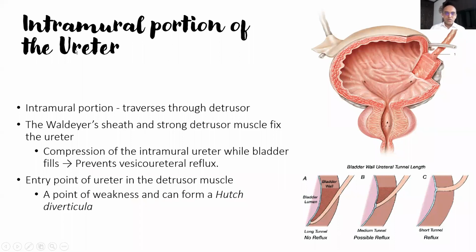Coming to the intramural portion of the ureter, the intramural portion is the one that perforates the detrusor muscle to enter the bladder. The intramural portion of the ureter is strongly fixed by the detrusor muscle and the Waldeyer sheath. This aids when the filling of the bladder happens. When the bladder fills, there is a compression effect on the ureter. This also prevents reflux of urine back into the upper urinary tract. It's also an entry point. The entry point is also a point of weakness in the detrusor muscle and can be a source of formation of Hutch diverticulum. Also, the longer the intramural portion of the ureter, the lesser the chance of the patient developing reflux.